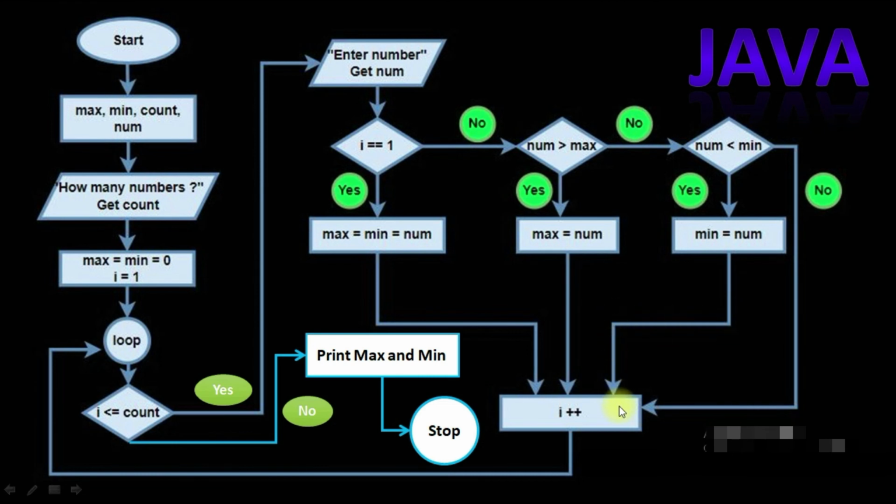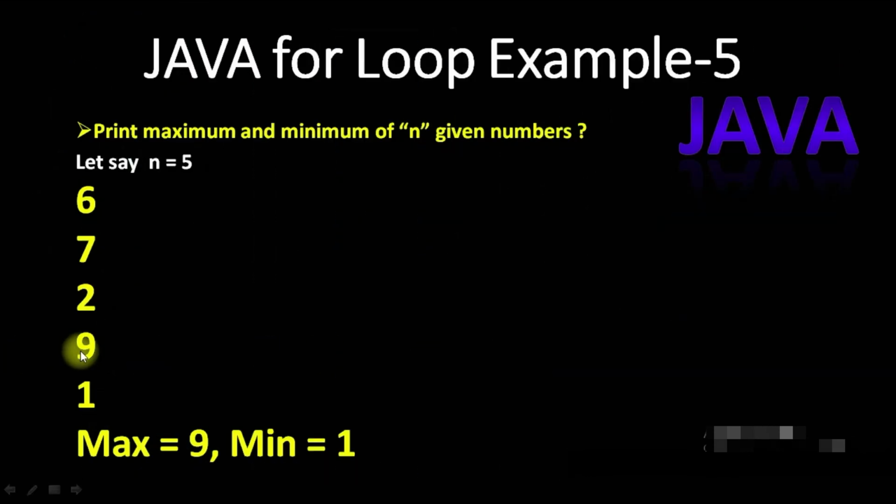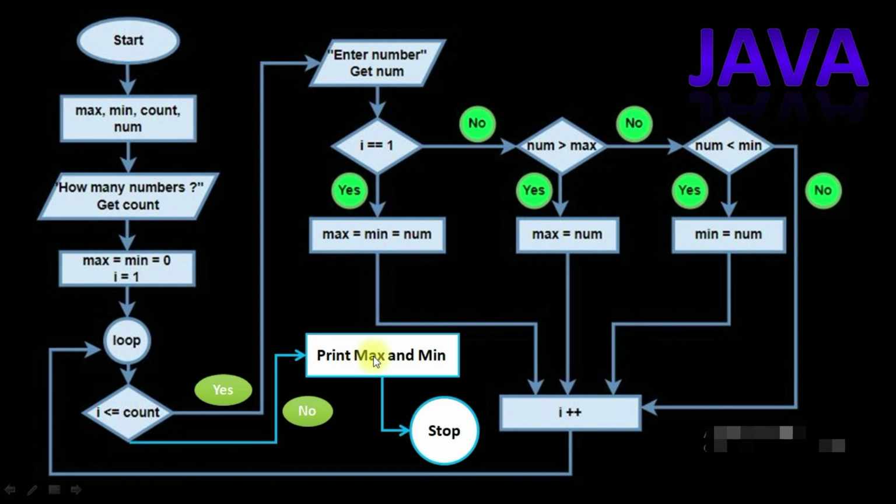So that means our max value was previously set as 9 and now min is set equal to 1. Again it will go here and increment the i value 5 to i++, meaning 6. Then it will check, is it 6? No. 6 less than or equal to 5? No. So it will go this way and then collect the max and min values that were set. So max value was set 9 and min value was set 1. So that means it will print the max and min values as 9 and 1 and finally stop the program.